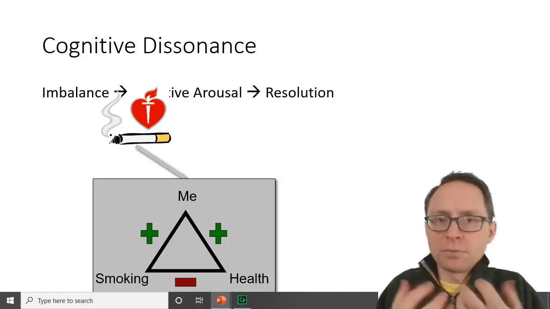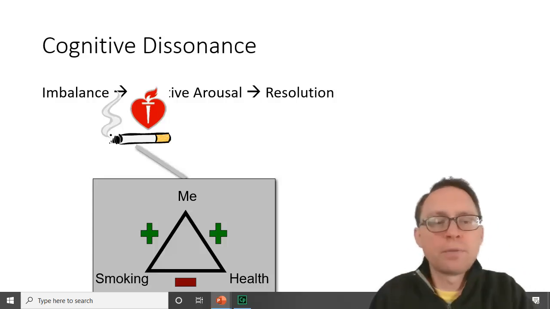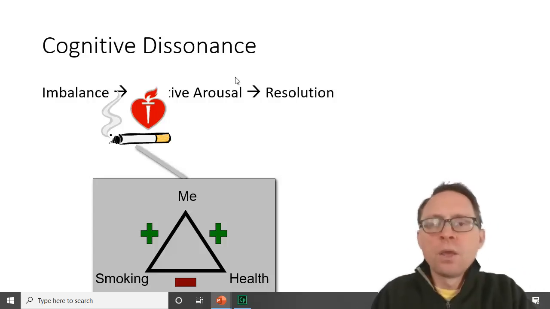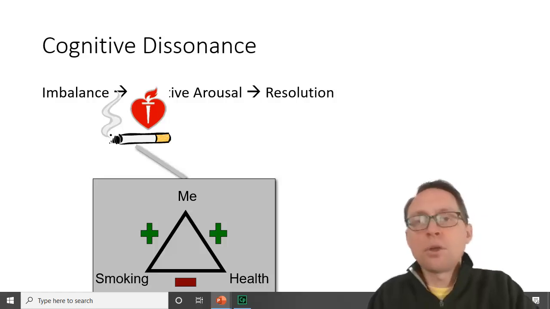That's the negative arousal, right? What's going on in your body when you feel like, that doesn't feel quite right. That's the negative arousal that imbalance creates. And so you need to create a resolution. The dissonance happens when we have the imbalance that leads to the arousal. That's the feeling of dissonance. And we need to resolve the dissonance that happens in our thoughts and beliefs.